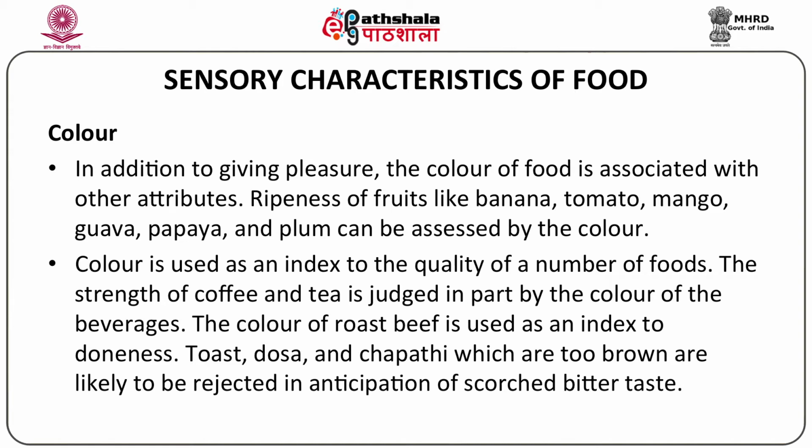So you just see how important it is to follow all these guidelines when we prepare a food product, especially for a professional outlet. The color of roast beef is used as an index to doneness. Doneness is whether it is cooked properly or not. Toast, dosa and chapati, which are too brown, are likely to be rejected in anticipation of scorched bitter taste.